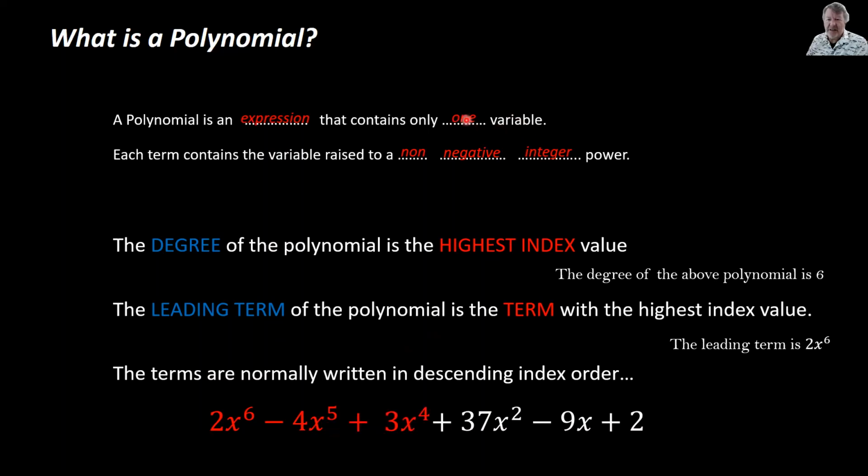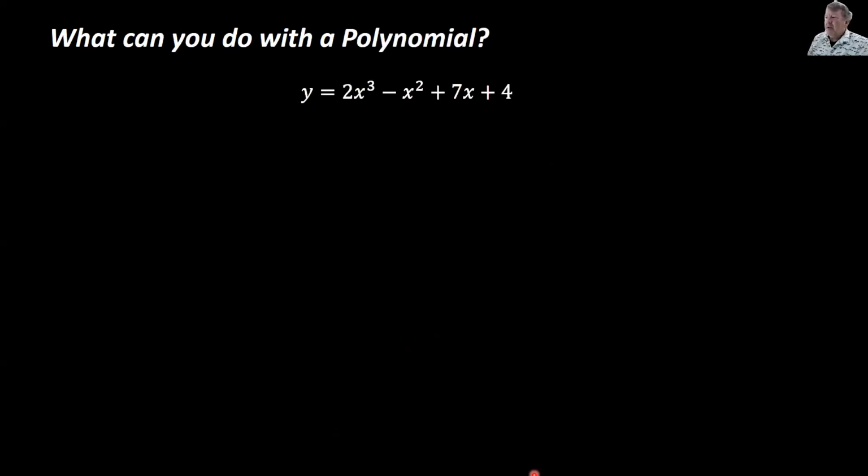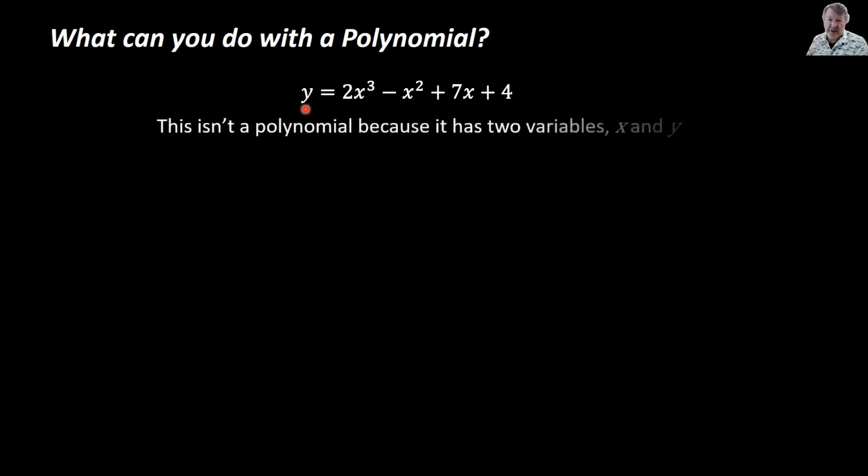Right? Can't have x's and y's, you can only have x's. All right, let's have a look what we can do. What can we do with a polynomial? Well, is that a polynomial for starters? Nope, you're right. That's not a polynomial because it's got the y. It's got x and y, two variables.